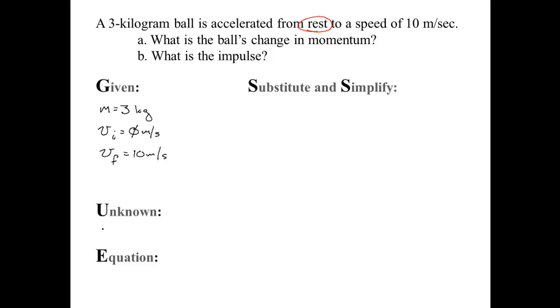So if we solve for A, our unknown is what is the change, also known as delta, rho, or momentum. And the units that we can use are kilograms times meters per second. Now we can pick and choose parts of the impulse equation. So I'm going to choose the change in momentum equals mass times velocity final minus velocity initial.